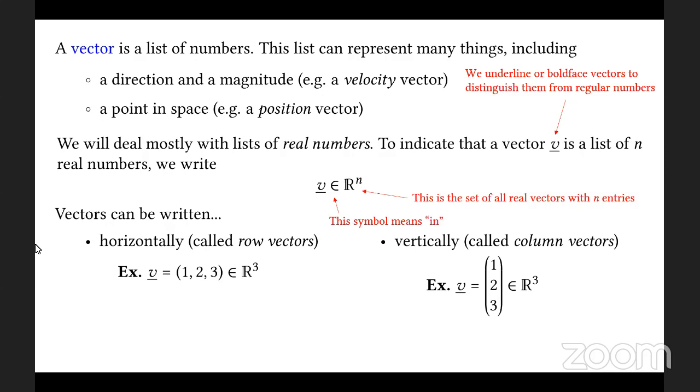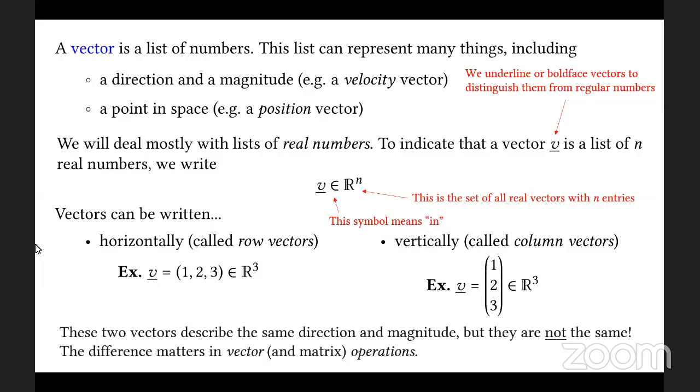Vectors can be written horizontally and vertically, and we call them row and column vectors respectively. They're not the same, and the distinction matters in the context of matrix multiplication. Okay, questions so far?